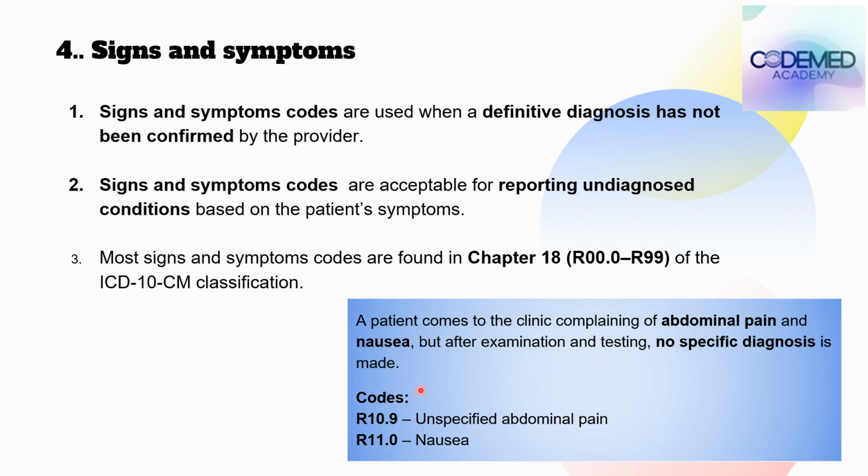So what does it mean? A patient comes to the clinic complaining of abdominal pain and nausea. But after examining and testing, no specific diagnosis is made. So in this case, I can code the signs and symptoms because I do not have a confirmed diagnosis. So I'll be coding the unspecified abdominal pain and nausea.